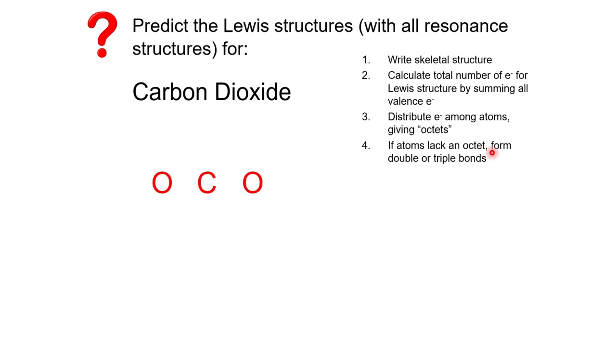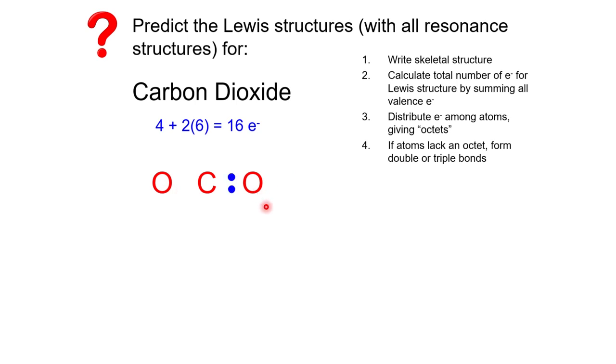So here we go. We put our least electronegative atom in the middle, so our carbon is in the middle and we've got oxygen surrounding it. We know that carbon gives us 4 valence electrons. Oxygen gives us 6, and there are 2 of them. So 2 times 6 is 12, plus 4 is 16 electrons. So we will need to distribute 16 electrons around this molecule to give every atom an octet.